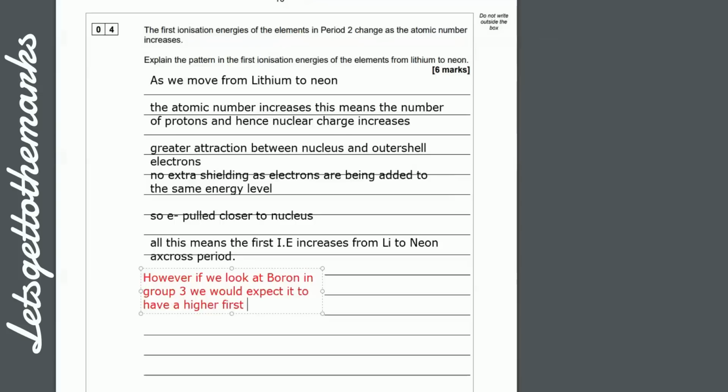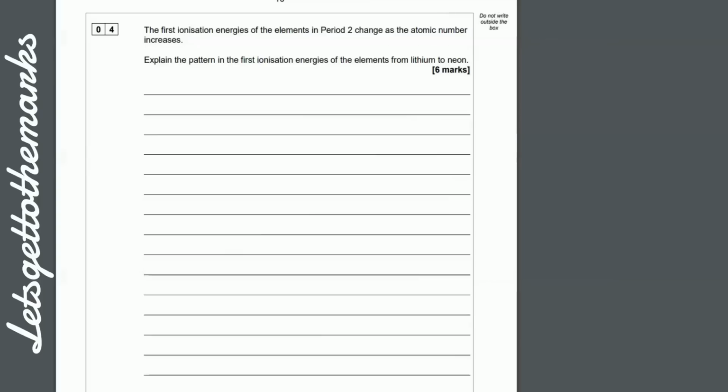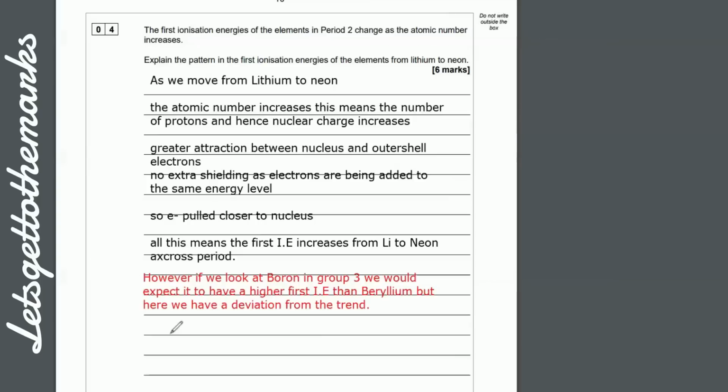And there's two major deviations going across the period. The first one happens between group 2 and group 3, and the next one between 5 and 6. And now we're going to talk about the deviation between beryllium and boron, which is the group 2 and 3 deviation. Now, we would expect boron to have a higher first ionization energy for everything we've written in black above. That's what we would expect. Boron has 5 protons compared to beryllium's 4, so we would therefore expect there to be greater attraction between the nucleus and the outer shell electrons, and there is greater attraction.